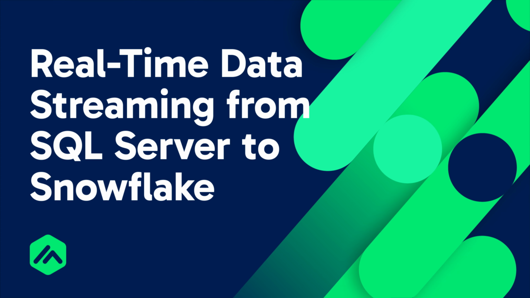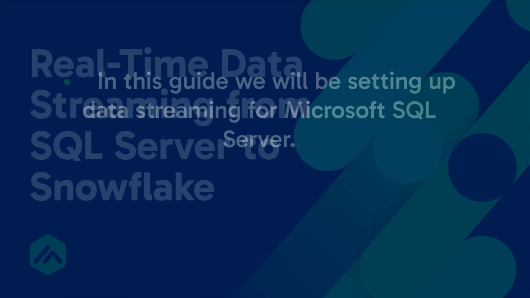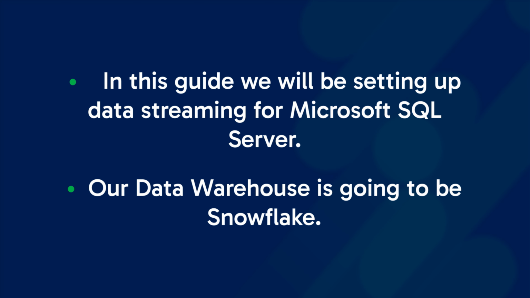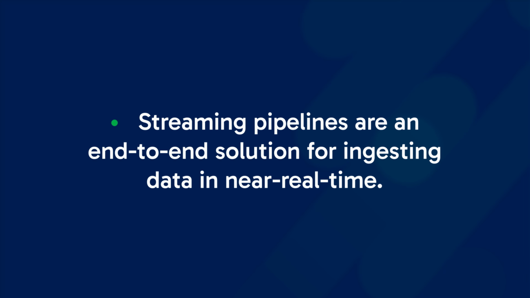In this tutorial, we will guide you through setting up the Data Productivity Cloud for secure data streaming. We discuss the importance of security measures, simplifying connectivity, and the setup process involving agents and pipelines. In this guide, we will be setting up data streaming for Microsoft SQL Server, and our data warehouse is going to be Snowflake. Streaming pipelines are an end-to-end solution for ingesting data in near real time.